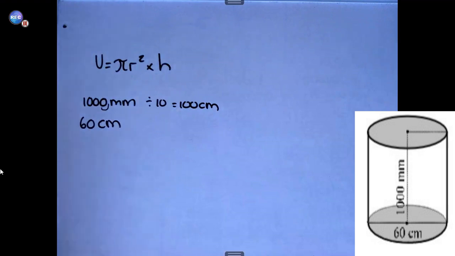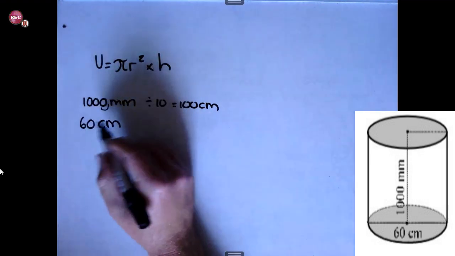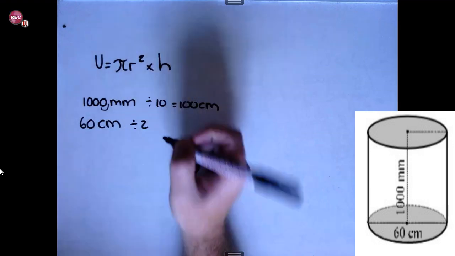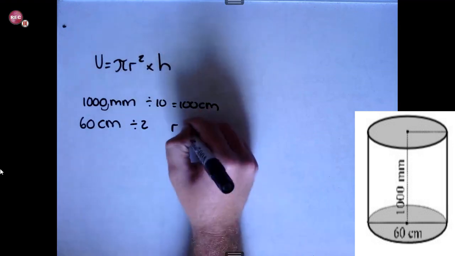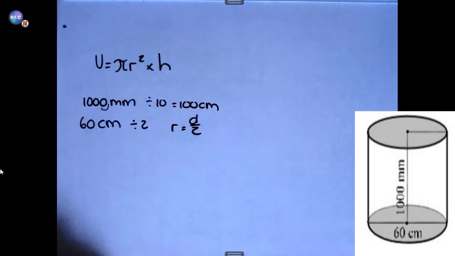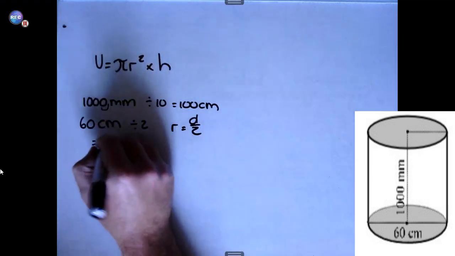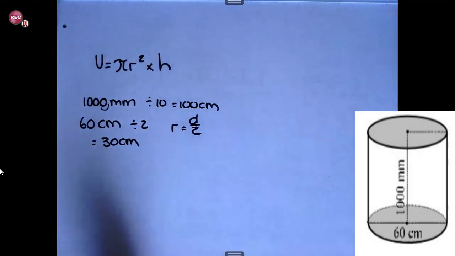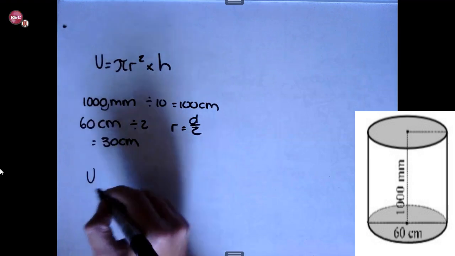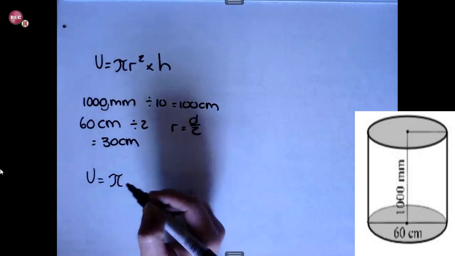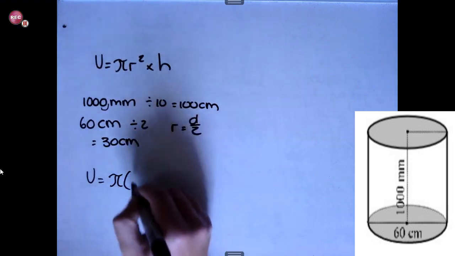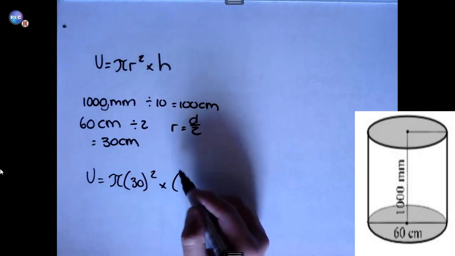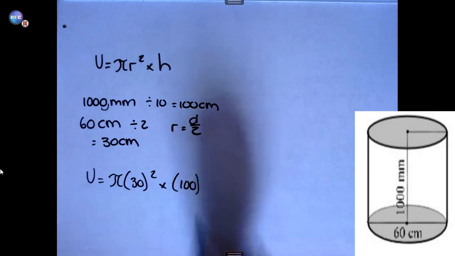The other thing that you also need to remember is that we now need to take the diameter and divide that by 2, because to calculate the radius, you need to say diameter divided by 2. That would give me 30 centimeters for the radius. Now to calculate all of this, we say volume is equal to pi, as is, times the radius, which is 30 centimeters squared, multiplied by the height, which is now 100 centimeters.